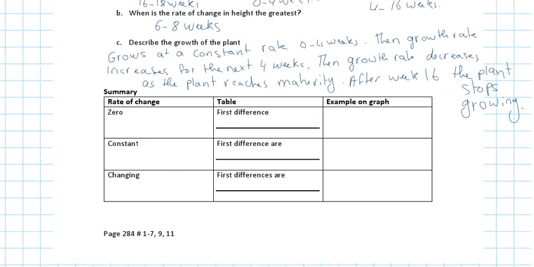So if the first difference is 0, then I have a plateau. That means it's not growing, it's not changing, it's not decreasing, it's a plateau. If your rate of change is 0, then your first difference is also 0, and it will be a horizontal line. You'll see a plateau.